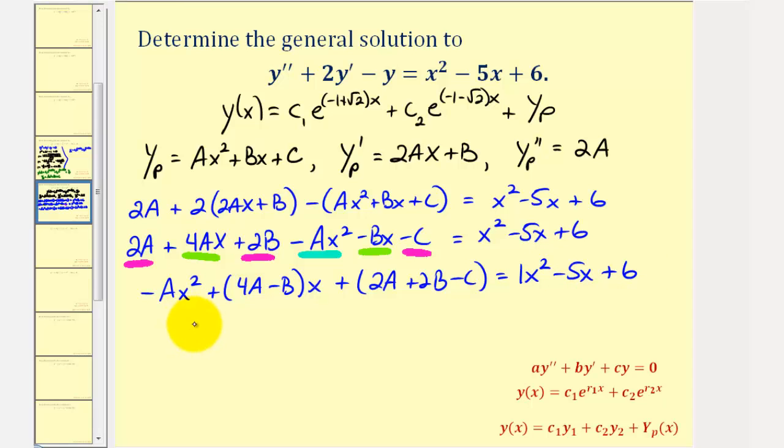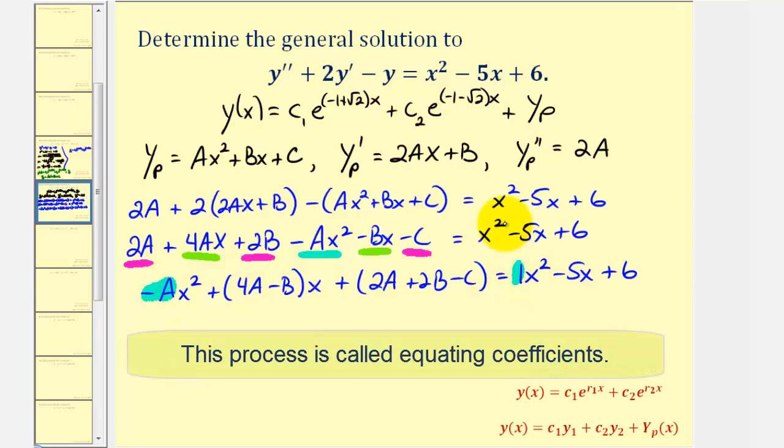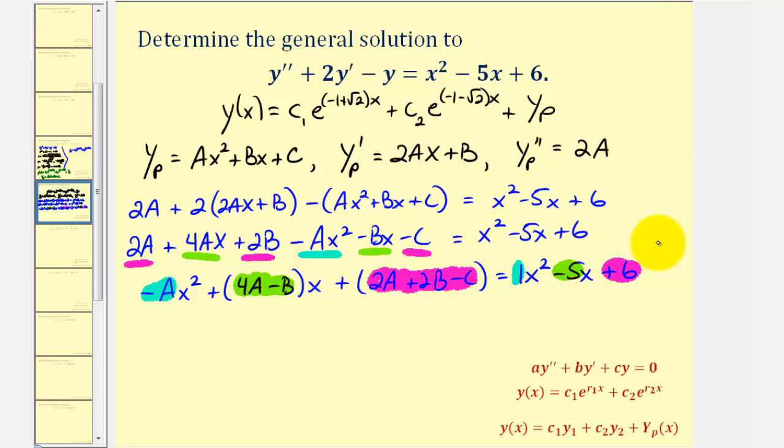And now from here we can set up a system of equations to solve for a, b, and c. Notice that negative a must be equal to positive 1, 4a minus b must equal negative 5, and finally 2a plus 2b minus c must equal positive 6. Well, if negative a is equal to positive 1, we know that a is equal to negative 1. And next, if 4a minus b must equal negative 5, and a is negative 1, we know that negative 4 minus b must equal negative 5. So if we add 4 to both sides, we'd have negative b equals negative 1, so b equals positive 1.